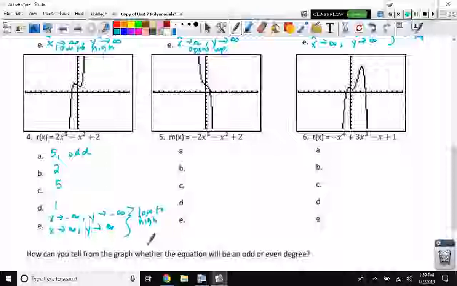Emma, degree. 5. Odd. Lead coefficient. -2. Number of solutions, everybody. 5. How many are real? 1. As x approaches negative infinity, what's happening to y? Positive infinity. And as x approaches infinity, y is negative infinity. Or in other words, high to low.